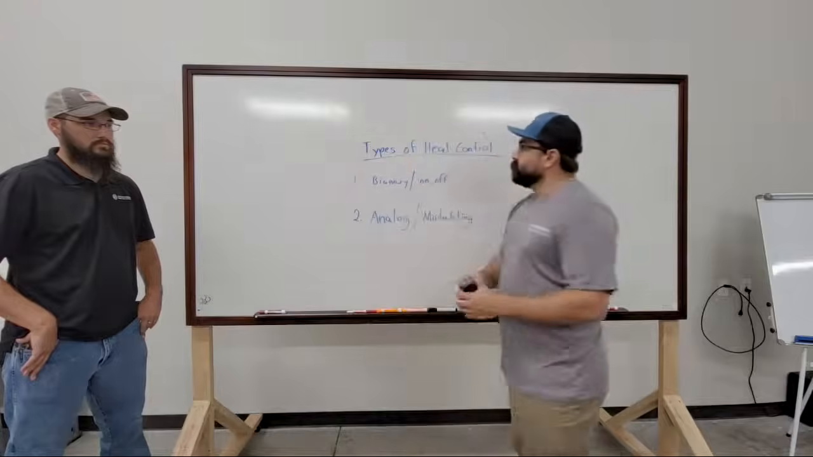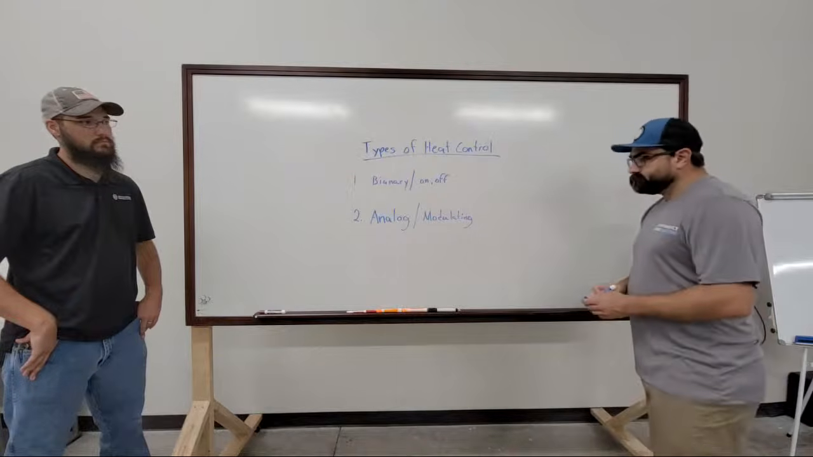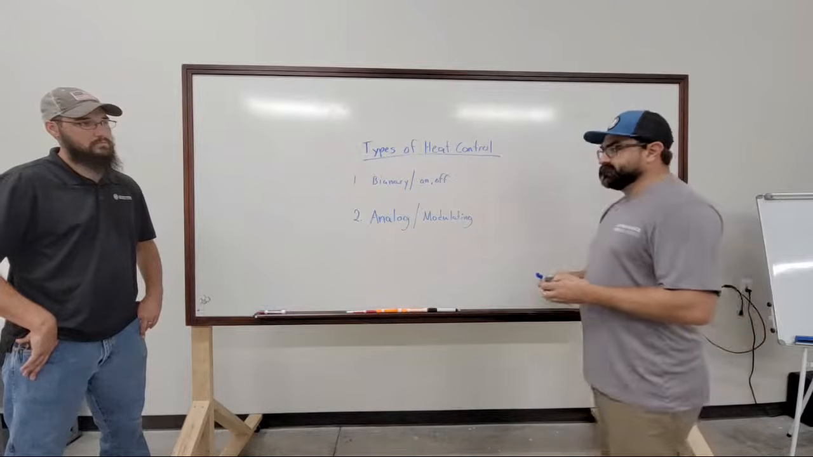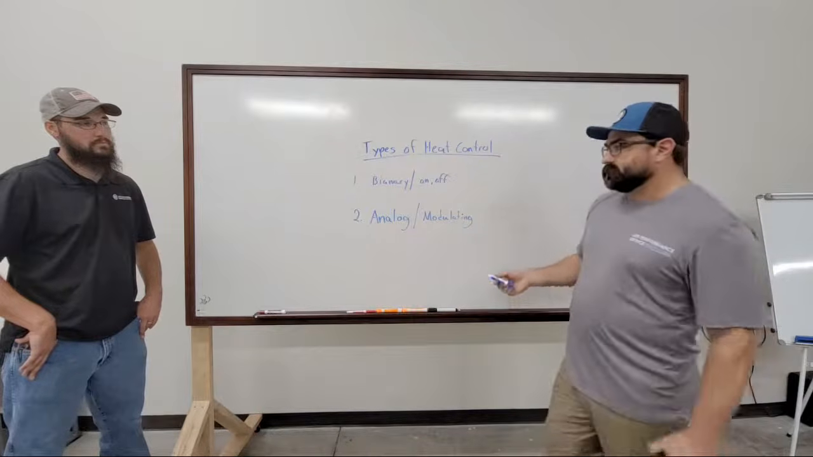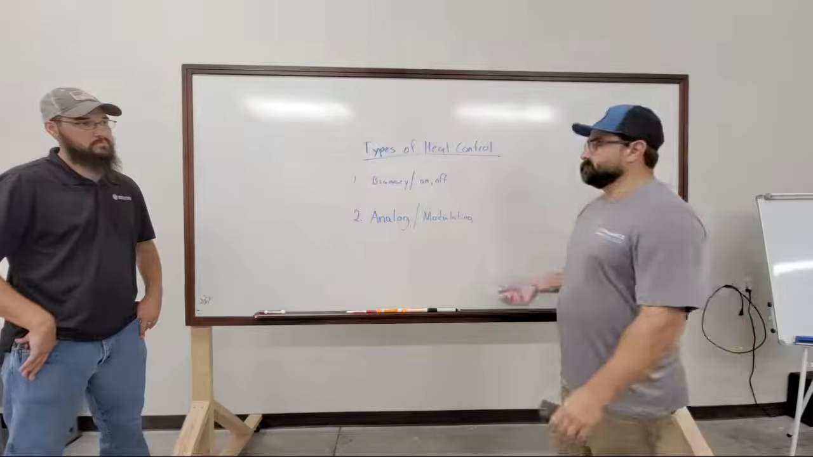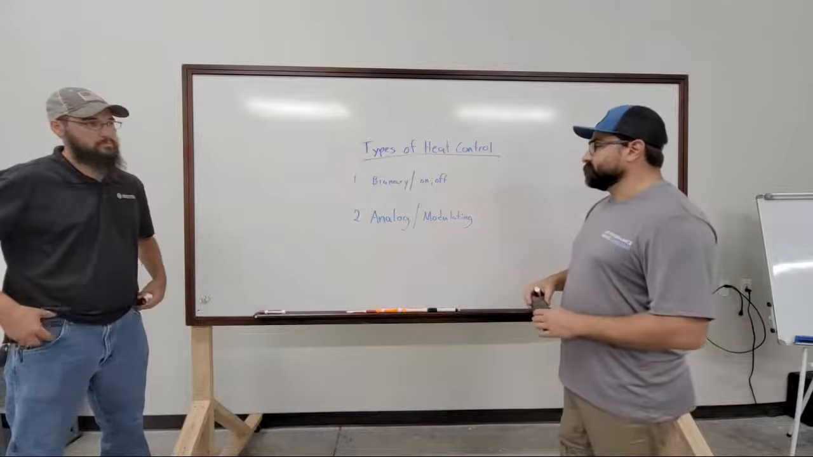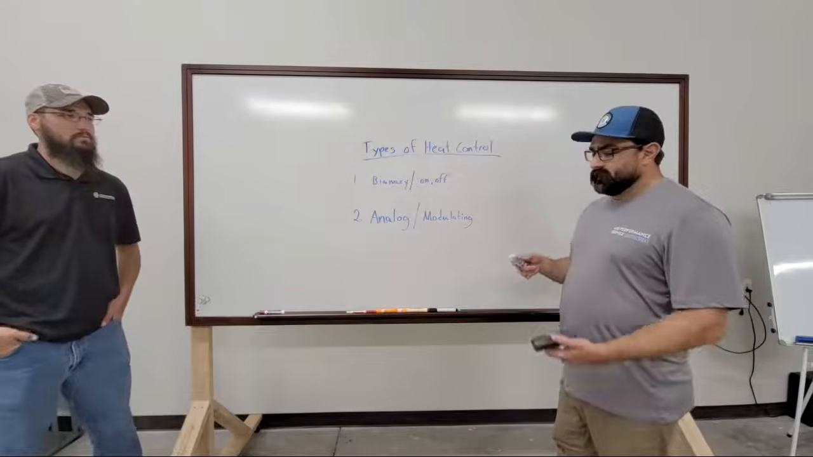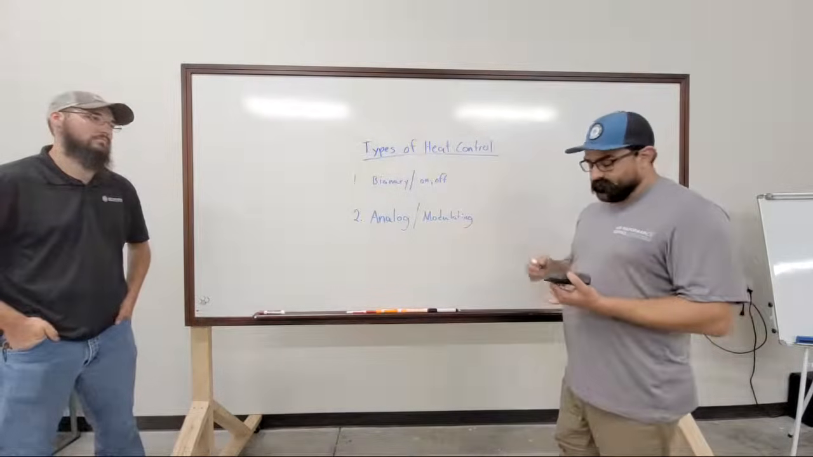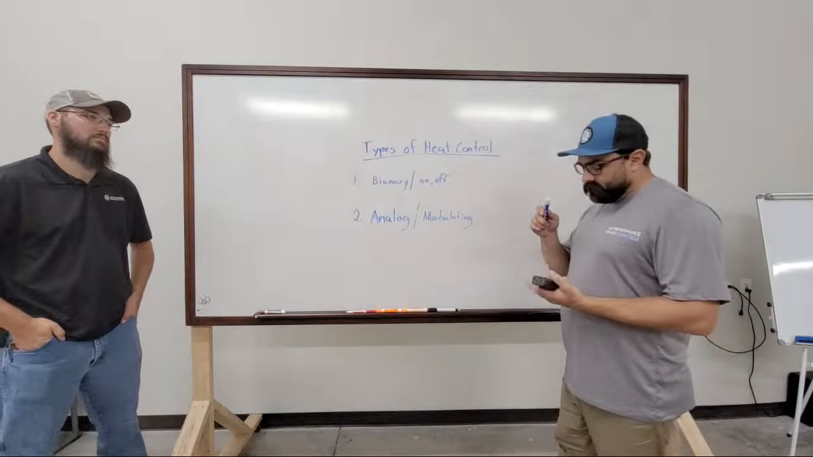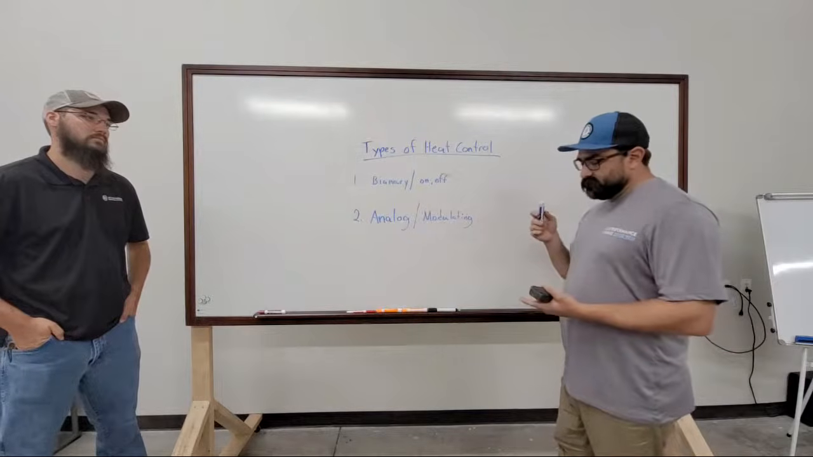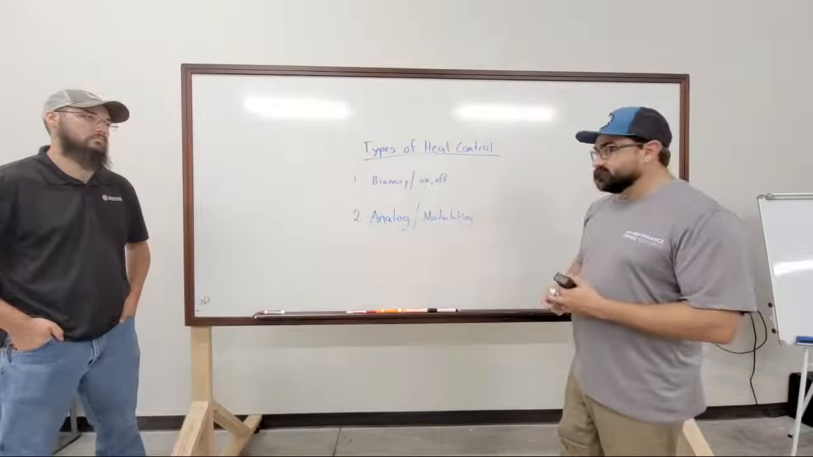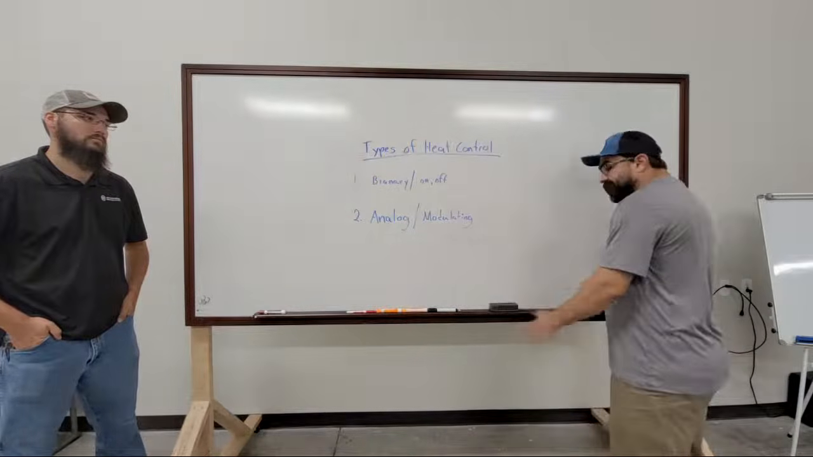All right. Two basic types of heat control: binary or analog. Binary is simple 1 or 0, on or off, true, false, start, stop, whatever nomenclature makes you comfortable. Second type is analog, modulating. It's a variable frequency, variable pulse rate, variable voltage, variable amperage, whatever it modulates, it varies. It has a scale to it.